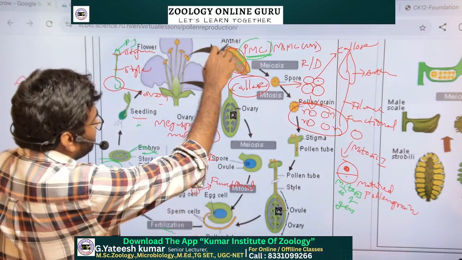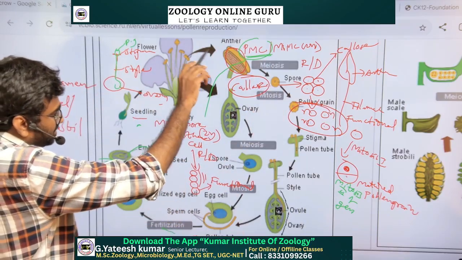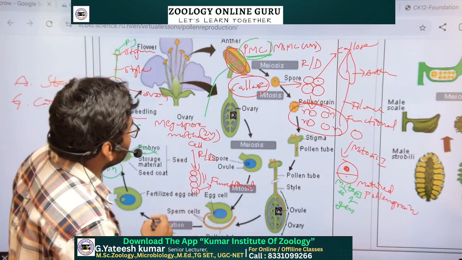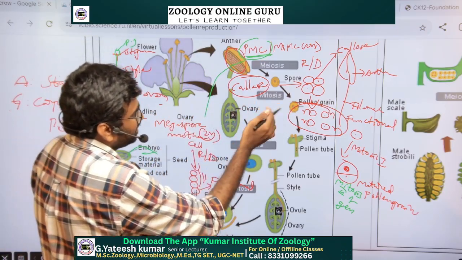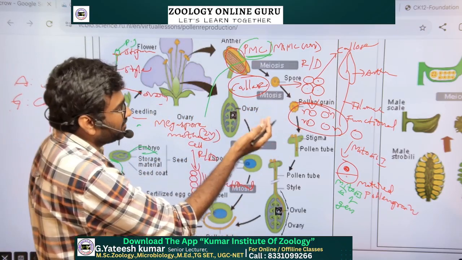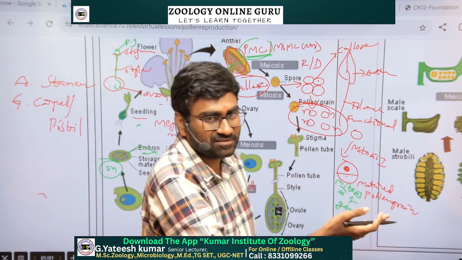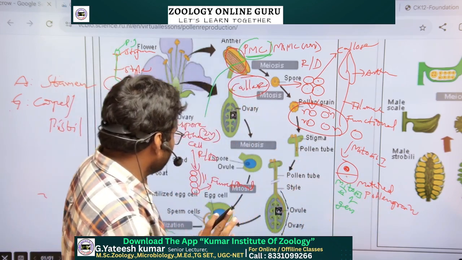So the cycle alternately occurs: initially the sporophytic generation and then the gametophytic generation. Gametophytic means formation of gametes, that is, male gametes and female gametes. Okay, right.